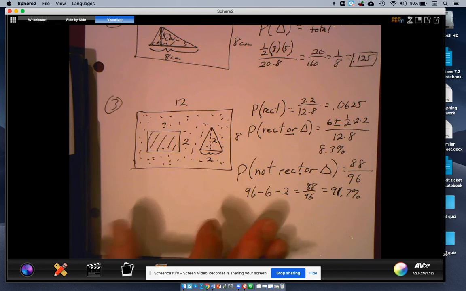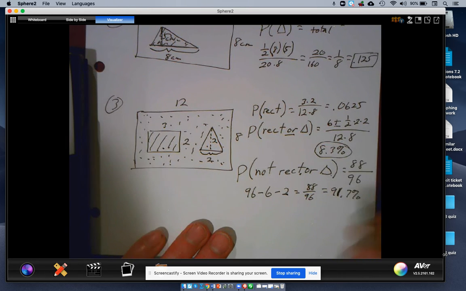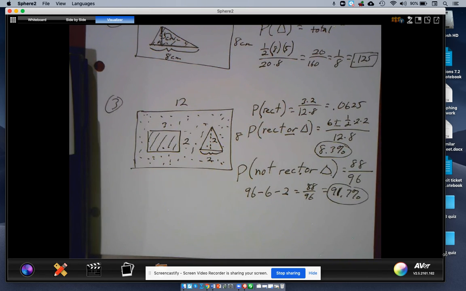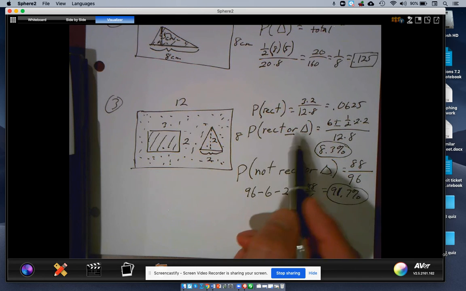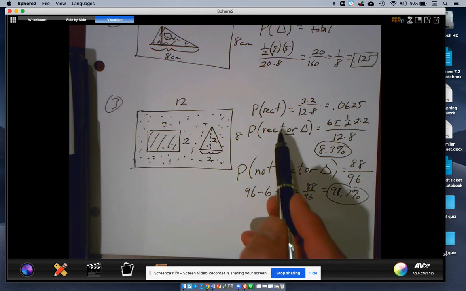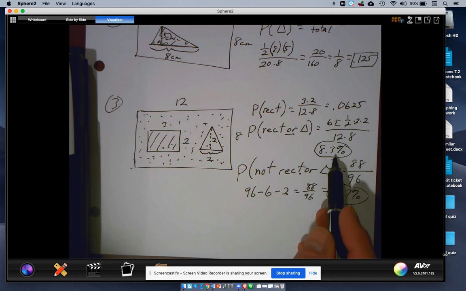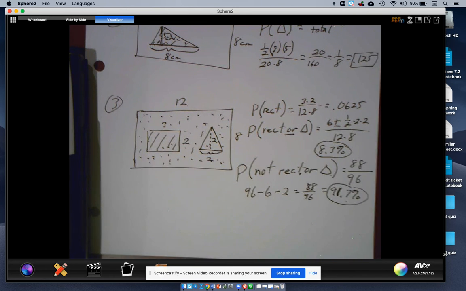Now, some of you may be realizing something about this number and this number. They add up to 100%, and they should, because this was the rectangle or triangle, and this is the probability of not those two. So you don't even have to do all the work. You could just take 100%, subtract 8.3, and you will get 91.7.